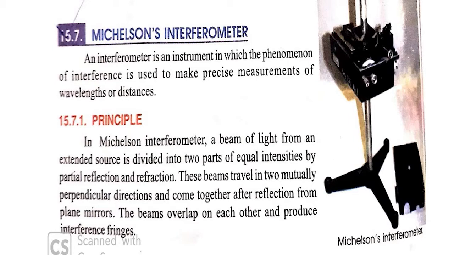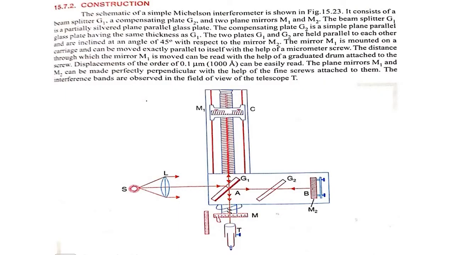And what happens next is that these reflected and refracted beams travel in two mutually perpendicular directions and come together after reflection from plane mirrors. These beams overlap on each other to produce the interference fringes, and this is actually the Michelson interferometer setup which we use in labs, and this is the schematic diagram of Michelson interferometer. That is how we are going to construct the Michelson interferometer.